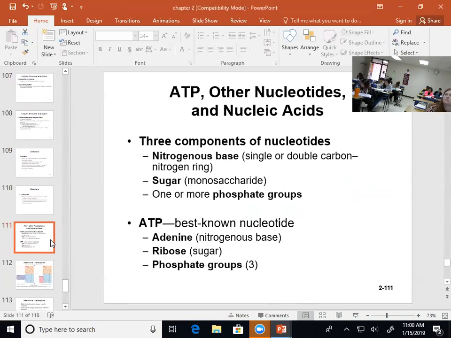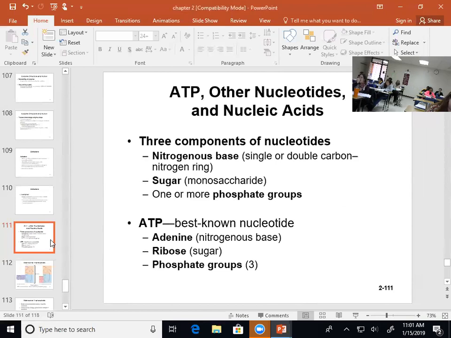When you think about a nucleotide, let me tell you what they have. These are the common components of a nucleotide. They have a nitrogen base, a sugar, and one or more phosphate groups. So you'll know something is a nucleotide if it has these components. There's a whole bunch of them, but I want to talk about the major ones.